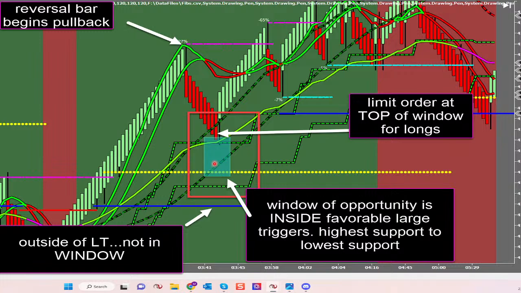And you also have to say to yourself, these triggers are where I expect the market to correct. This is outside of the triggers. This is beyond the correction point, guys. This isn't my entry. My window is inside of favorable large triggers, right at areas, and I'm going to activate a limit order at the top.